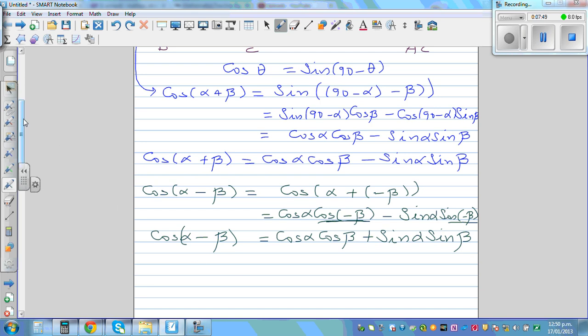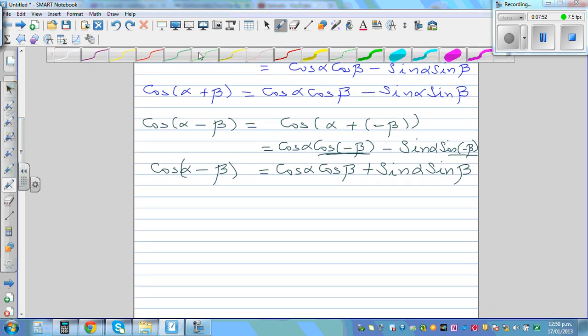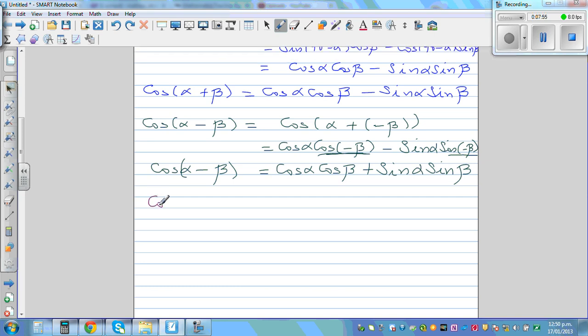So let's apply this. Where do we apply this? If you want to find the exact value of cos 75, I can write 75 as 30 plus 45. You can't distribute, this is not cos 30 plus cos 45. So we have to use this formula. Cos 75 is cos 30 plus 45, which is cos 30 times cos 45 minus sine 30 times sine 45.